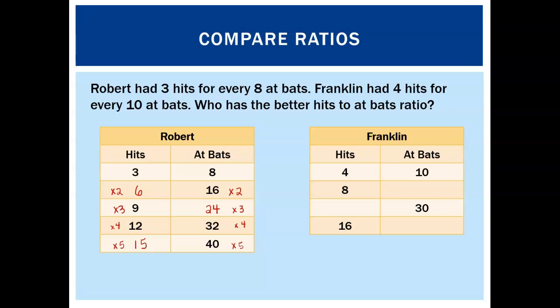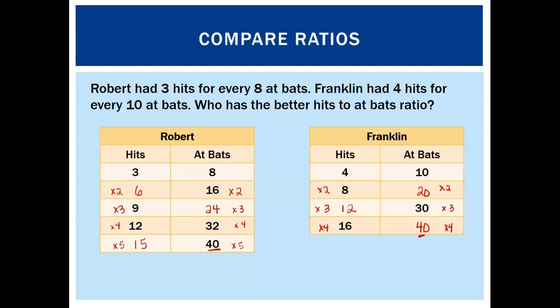Let's go over to Franklin's table. We can start in the hits column by multiplying 4 times 2 to get 8, and 10 times 2 to get 20. We can multiply 10 times 3 in the at-bats column to get 30, and 4 times 3 to learn that Franklin has 12 hits in every 30 at-bats. Next, we would multiply 4 times 4 to get 16 hits, and we'd multiply 10 times 4 to find that that is 40 at-bats.